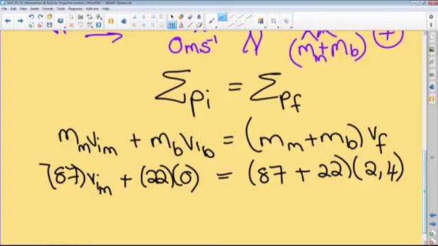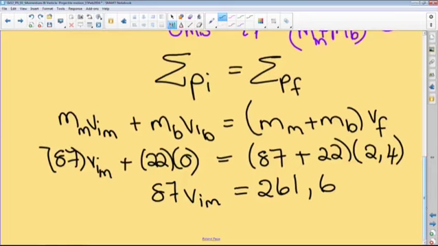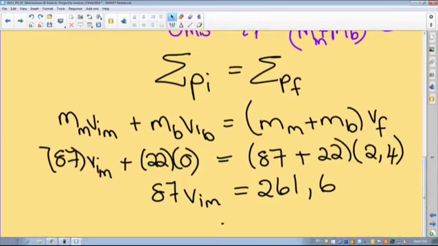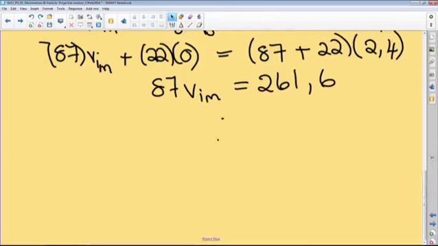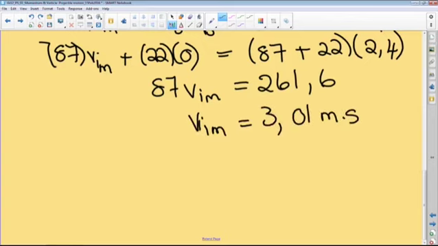So now we're going to have 87 times the initial velocity of the man. 87 plus 22 is 109. We times it by 2,4. I've done this beforehand. So we get 261,6. Okay. And then we're going to divide by 87 on both sides. So my initial velocity of the man is 3,01.